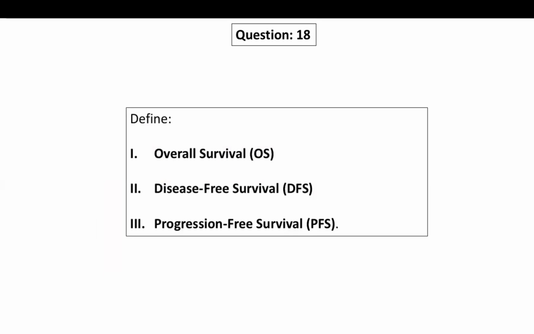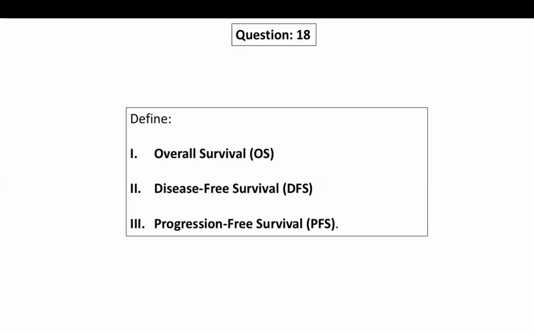Next question, define overall survival. Overall survival is the time from the randomization to the death of the patient from any cause. So what is DFS or disease-free survival? DFS is the time from the completion of the treatment to the recurrence or progression or death. What about progression-free survival? PFS is the time from randomization to the disease progression.